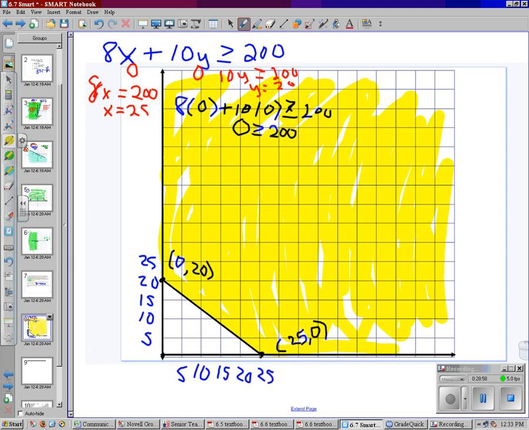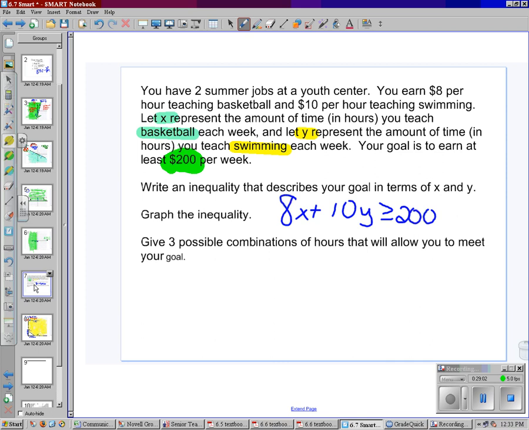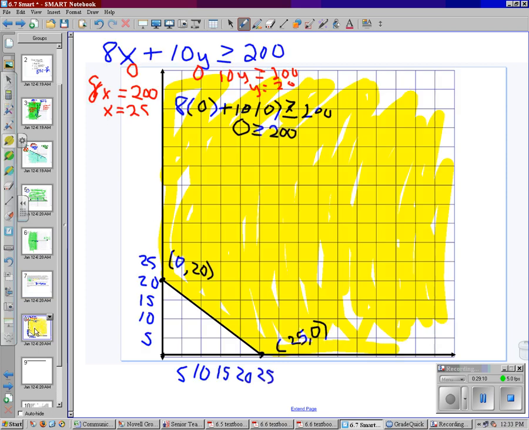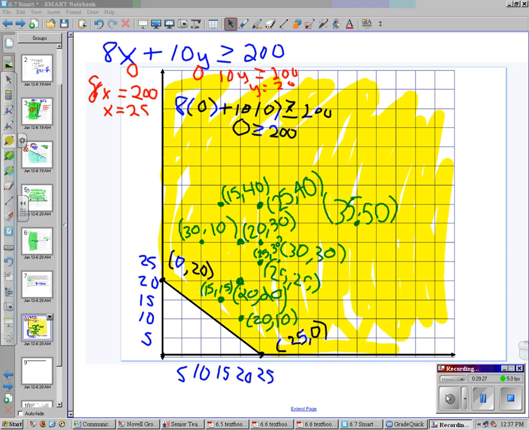Now, we've graphed it. You've got your shaded area. We go back to this question. It says, give 3 possible combinations of hours that will allow you to meet your goal. So we come back to the grid, and you need to come up with, with your partner, a point that will allow us to be a solution. Okay, every set of partners is going to come up with a point.